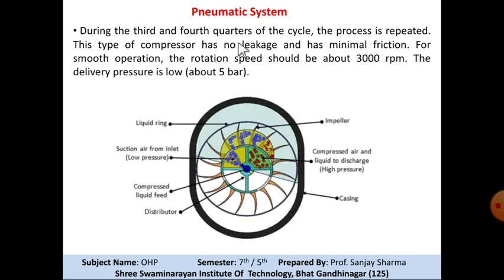During the third and fourth quarter of the cycle, the process is repeated. This type of compressor has no leakage and has minimal friction. As there are rotating parts, there is very little friction in the system. For smooth operation, the rotation speed is around 3000 rpm. You can see how fast it is rotating. The delivery pressure is low, about 5 bar, which is somewhat higher than that of the ordinary vane pump.